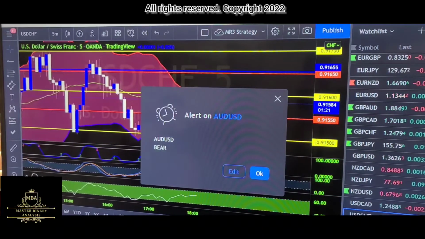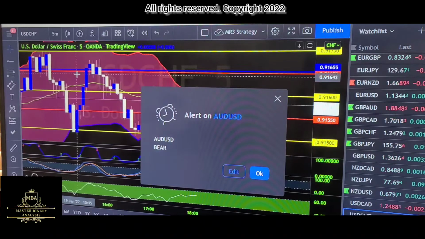So where you see bear, it's according to every market structure in the world. There's bulls and bears. Bulls meaning price is going up, bears meaning it's going down. So I just got this alert about 5 minutes ago. I took the trade and I actually won it.